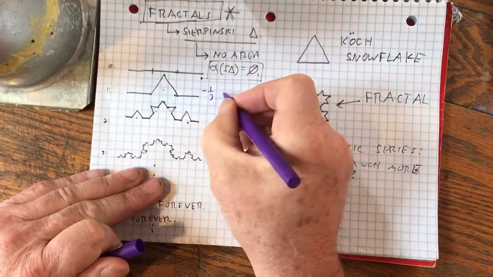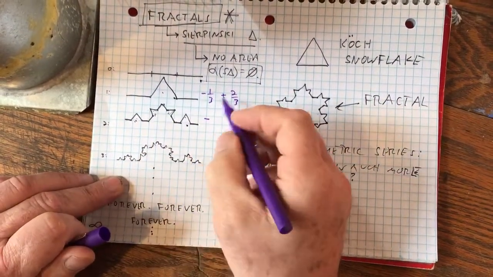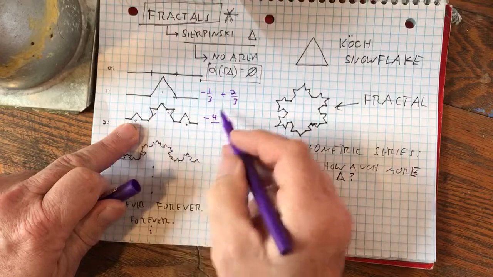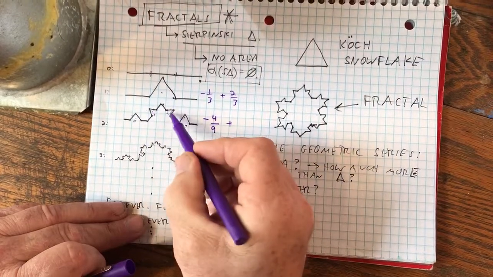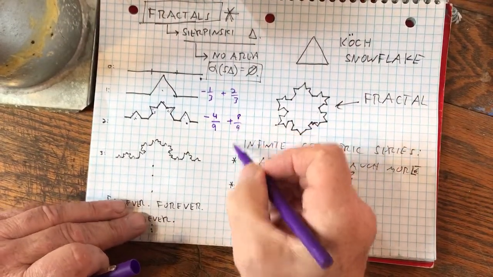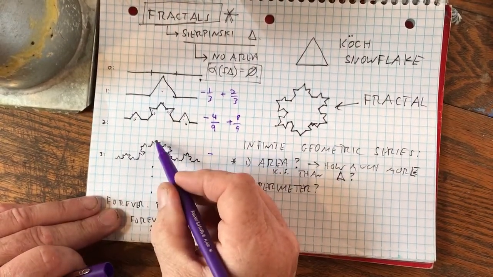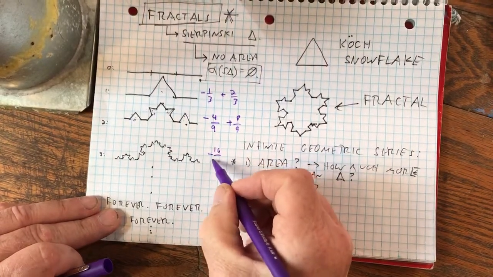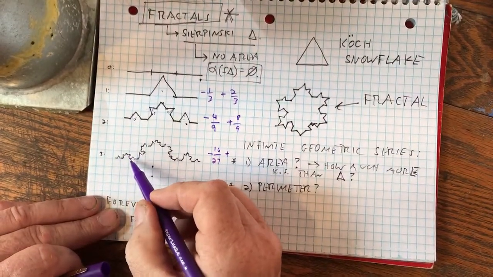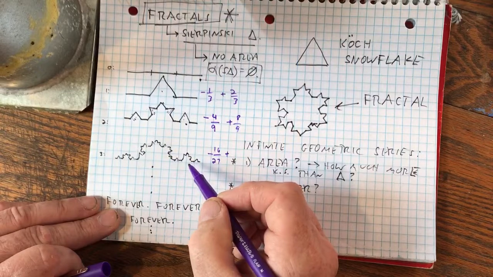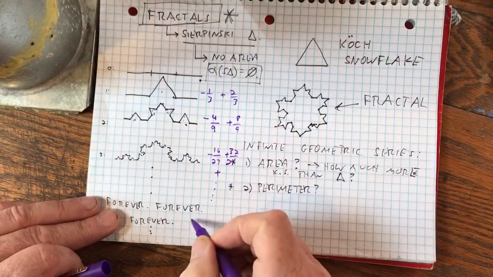Take out 1/3, add in 2/3. Take out 1, 2, 3, 4. Those aren't thirds anymore, those are actually ninths. And add in 1, 2, 3, 4, 5, 6, 7, 8 ninths. Take out 1, 2, 3, 4, 8, 12, 16, 27ths. Add in 2, 4, 6, 8, 16, 24, 32, 27ths. Repeat that process ad infinitum.